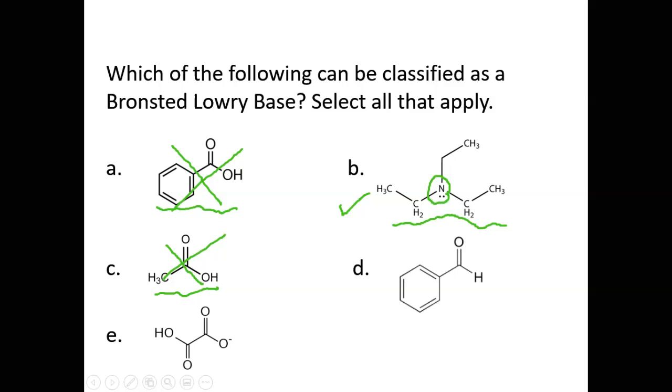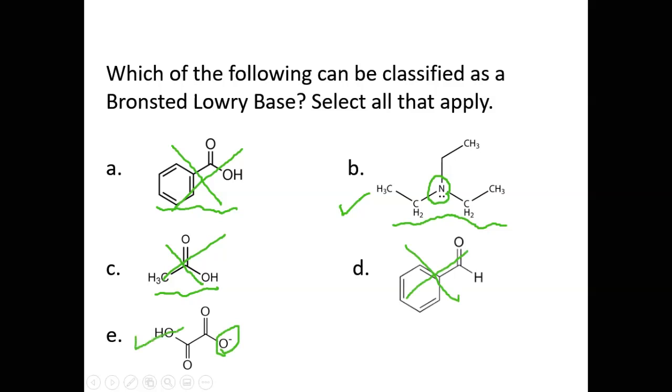And now we have, I believe this is benzaldehyde. Can it accept a proton? Well, no, it can't. And then we have oxalate anion. I believe that's oxalate, yeah. And it can accept a proton because it has a negative charge.